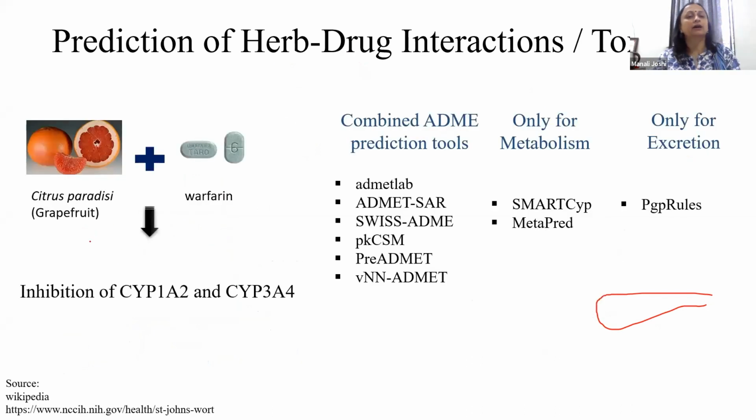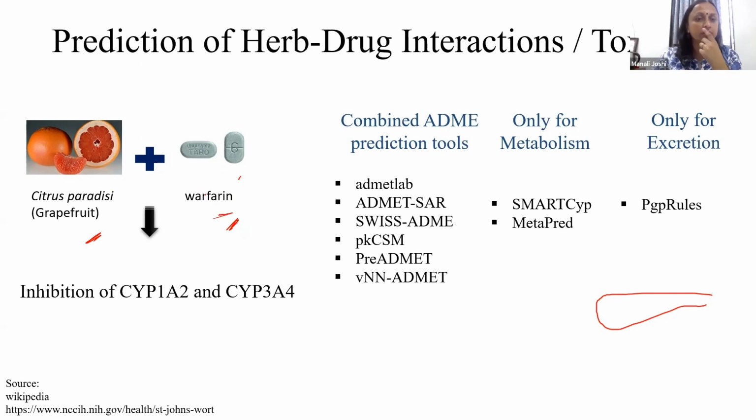So, for example, a very, very well-known case of crosstalk between grapefruit and warfarin has been recorded. Warfarin is essentially a blood thinner. It has come from Western medicine. And it's known that if you take it with grapefruit, then you will have toxicity from warfarin.